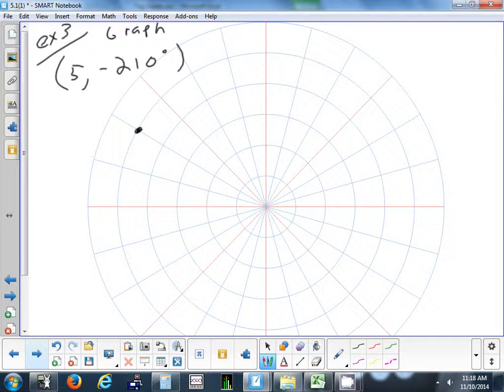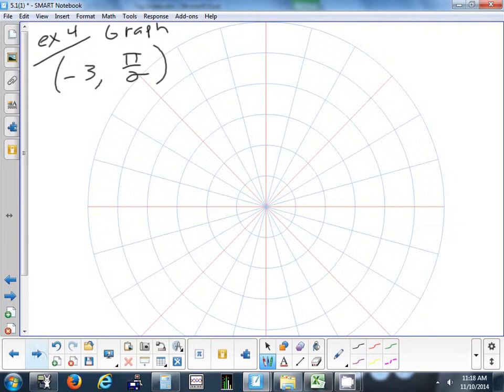Okay, so that's a positive radius, negative angle. Let's try a negative radius. Okay, what could I do first here to make this a little easier to graph? Oh, Olivia? Convert to degrees. Yeah. Very good. We're going to convert it to degrees. Can you tell me what that would be, Olivia? That's 90. Okay. All right, so it's negative 3 comma 90.